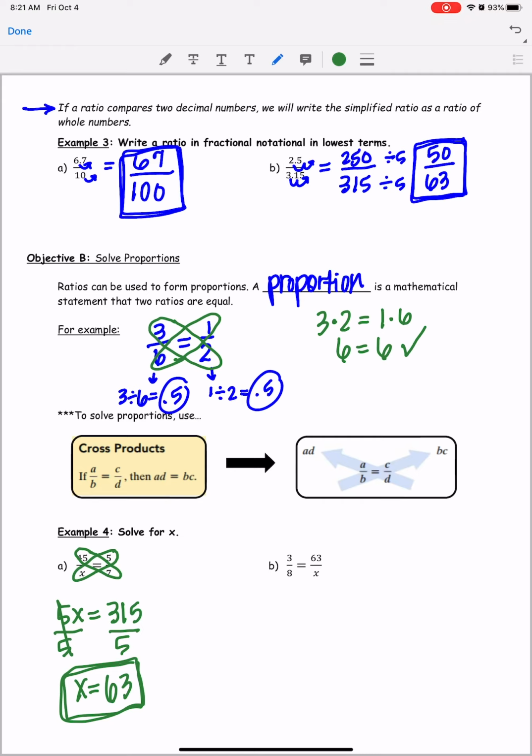So same thing here. On A, I cross multiplied this way first, right? But on this one, let's cross multiply this way first. It doesn't matter. I just always like to pick up my x first. So I get 3x equals, cross multiply the other way, 8 times 63. That's going to give me 504. Okay, now it's a one-step problem. Divide both sides by 3. And I'm going to get 168.